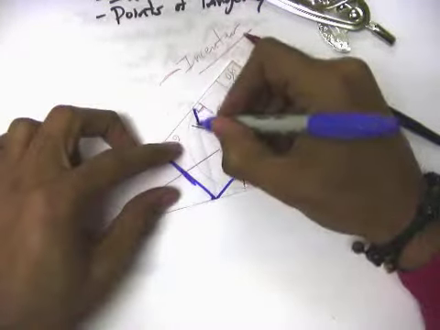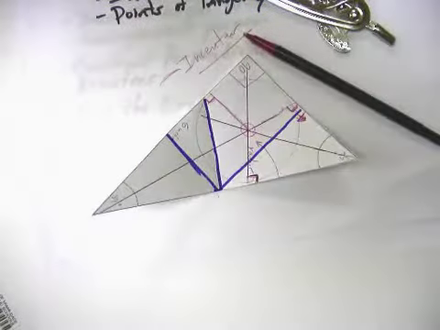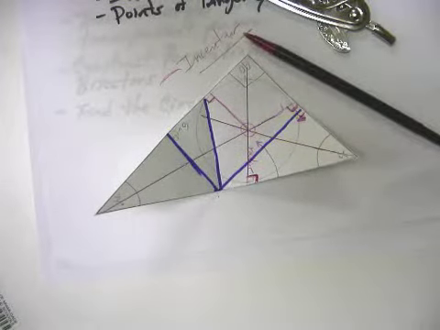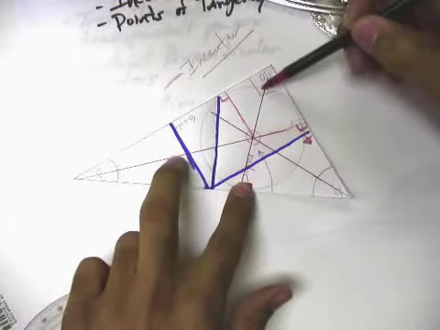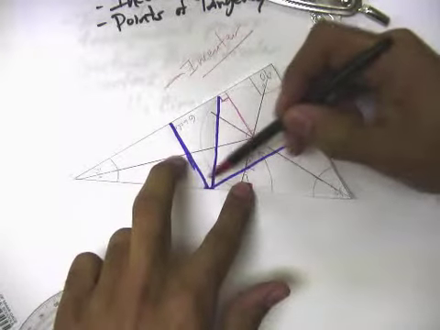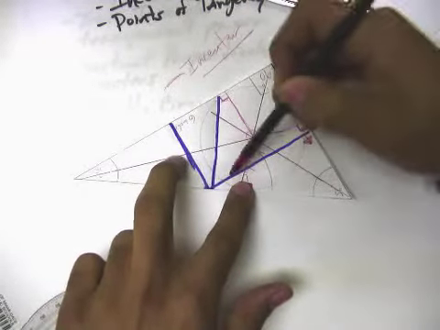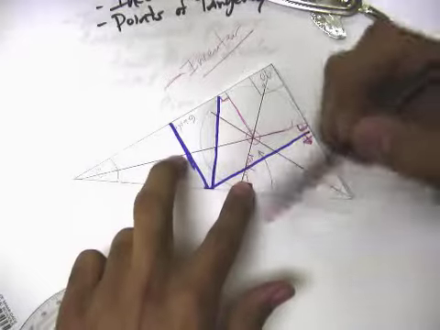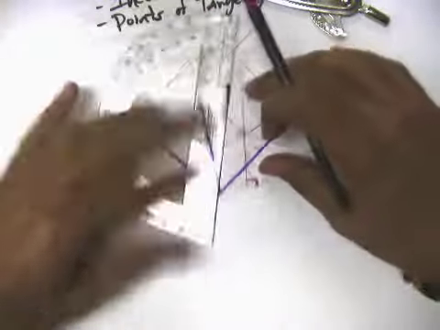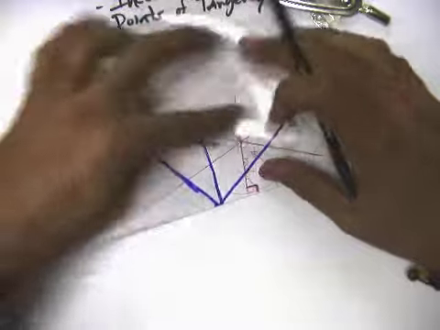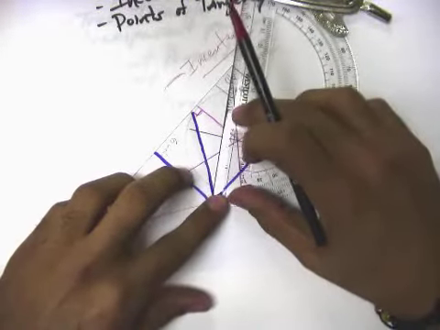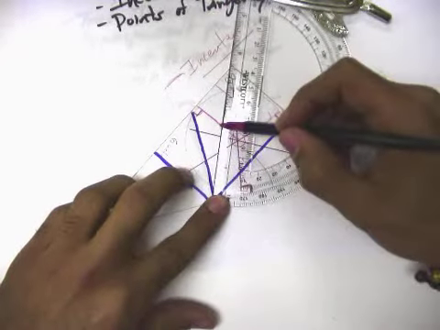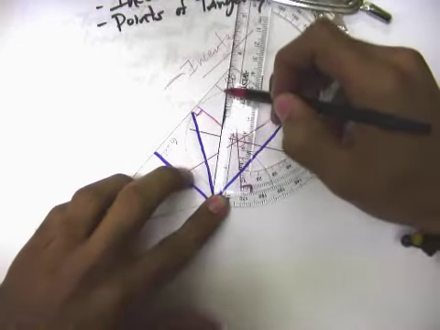Well, we know what happens with the perpendicular bisectors of a right triangle. They meet on the edge. But here is something that you may not know about the perpendicular bisectors. The perpendicular bisectors are equidistant from the vertices. So here's one vertex, here's another vertex, here's another vertex. If I measure from this point here to all the vertices, they're all going to be the exact same distance.